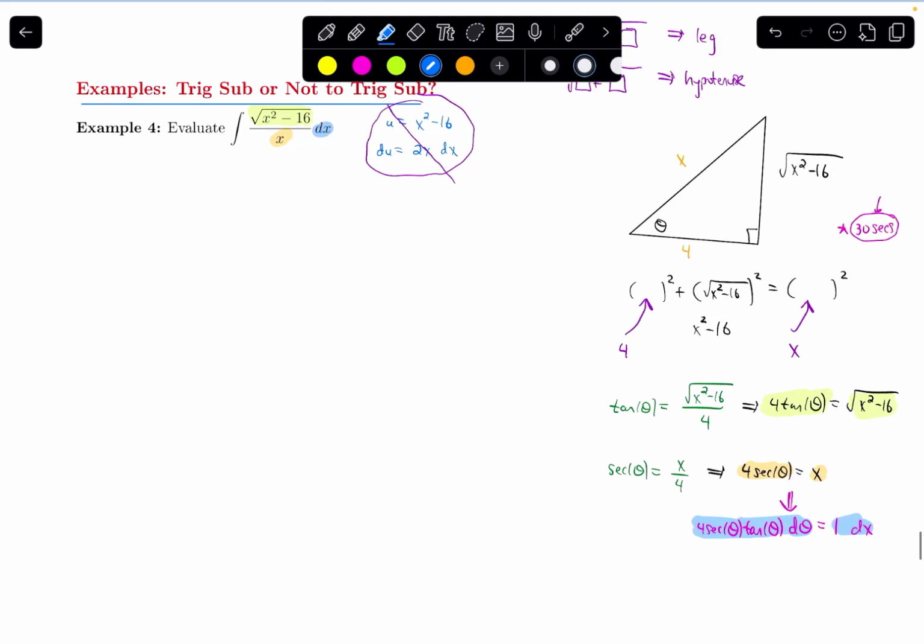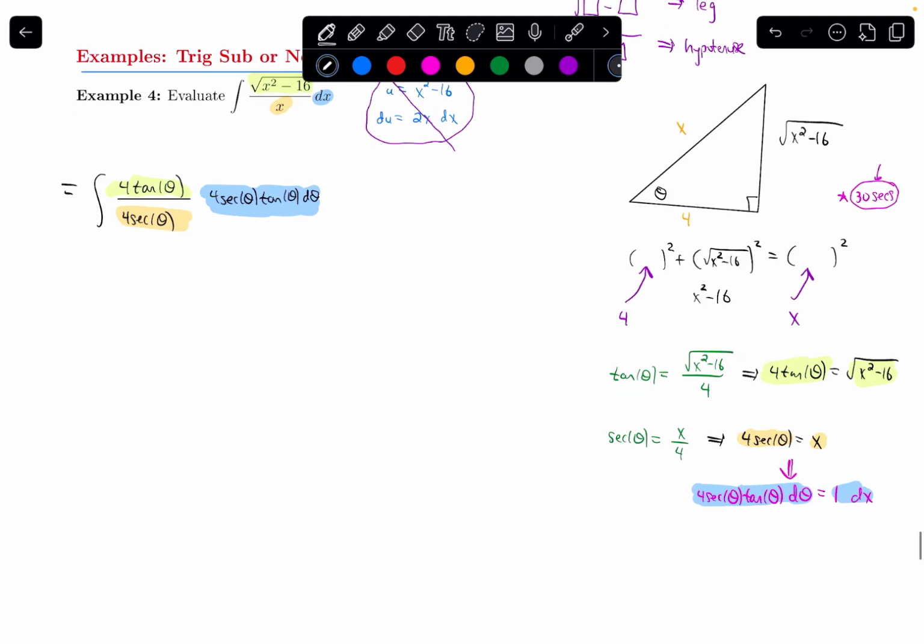So now we are ready to plug in. So I get the integral. My numerator just became 4 tangent of theta. I will highlight that. That's in green. That denominator, the x term, well, that was in orange. That is 4 secant of theta. And then finally that dx at the end, we've been highlighting that in blue. That was 4 secant theta tangent theta d theta.